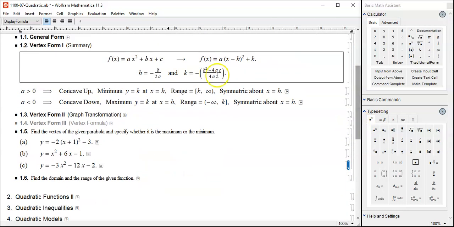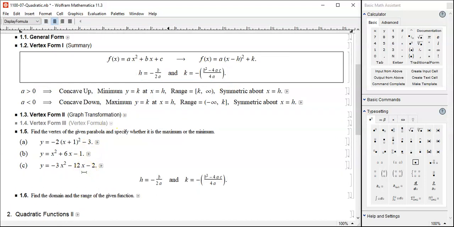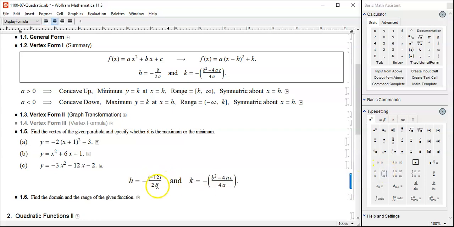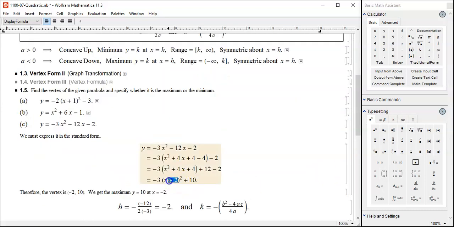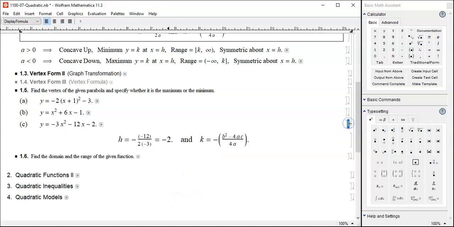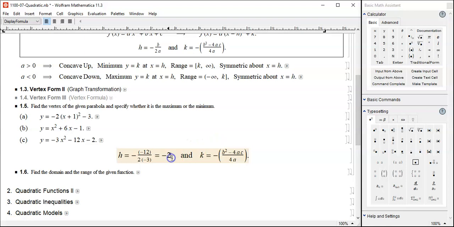Now, what if you're going to do it with the formula method? Minus b, so that's negative 12. And then a is negative 3. So there are three negatives, so overall negative, and then 12 over 6. So I'm getting h equals negative 2. Yes, it fits. Good. How about k?